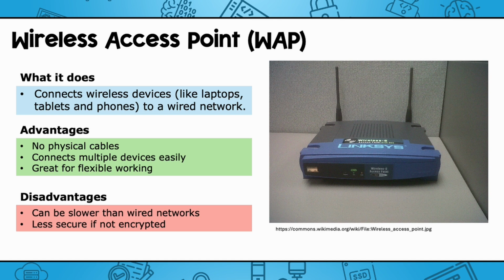But basically, a wireless access point connects devices to a wired network without cables. It uses Wi-Fi signals, so laptops, phones, tablets, devices like that can connect anywhere within range. Obviously, the further away you go from the wireless access point, the weaker the signal is going to get.